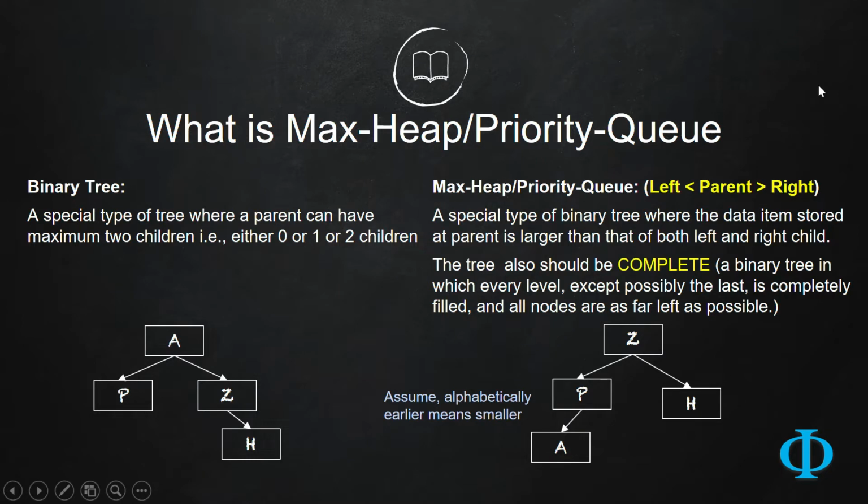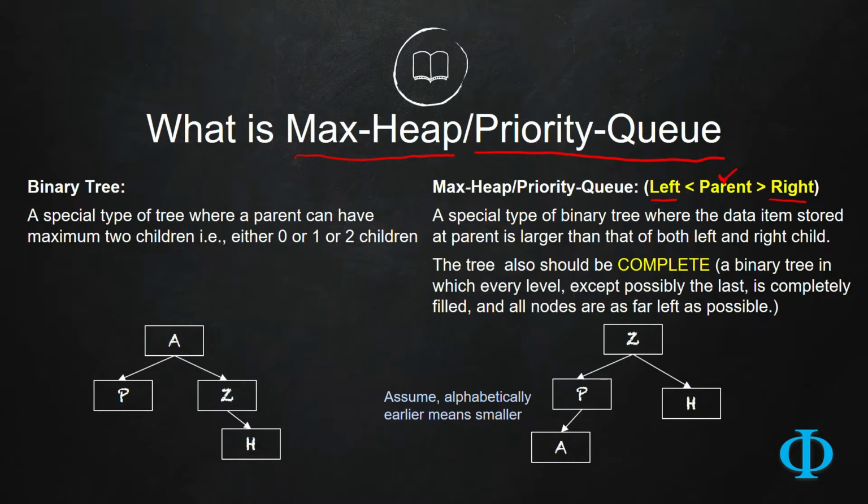Now from this video onwards, we are going to learn another new data structure which is called MaxHeap, or sometimes alternatively it is called a priority queue data structure. So what is a MaxHeap or priority queue? It is basically a special type of binary tree where the data item stored at the parent node is larger than both of its left and right child.